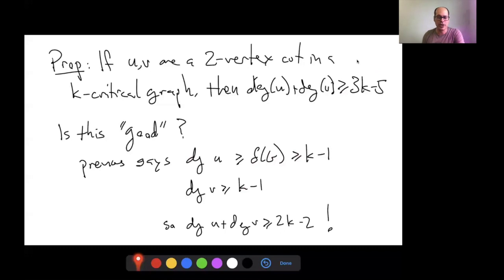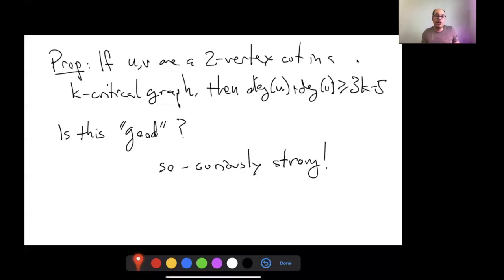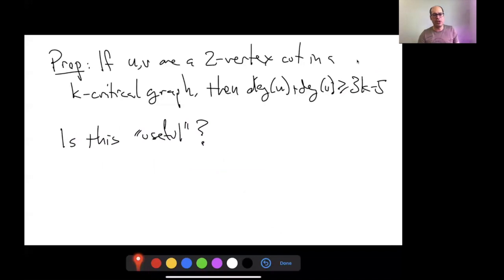The total degrees are pretty big. In other words, if you can cut your critical graph by removing a couple of vertices, those two vertices are going to be connected to a bunch of stuff. That's what this says. So it's curiously strong, this proposition, and it's good in that sense. Okay, but perhaps more interesting to us is, is it useful?